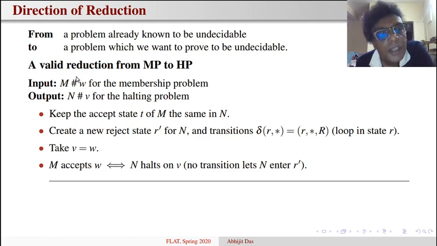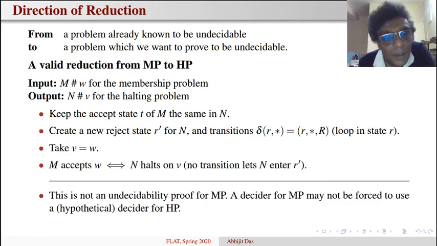You can see that this has the property: M accepts W if and only if N halts on V, because there are no transitions from any state to R prime. This is definitely a valid reduction. The problem is that this reduction cannot be used for proving the undecidability of the membership problem. The reason is that although this is a valid reduction, any decider for MP is not bound to use a decider for the halting problem.